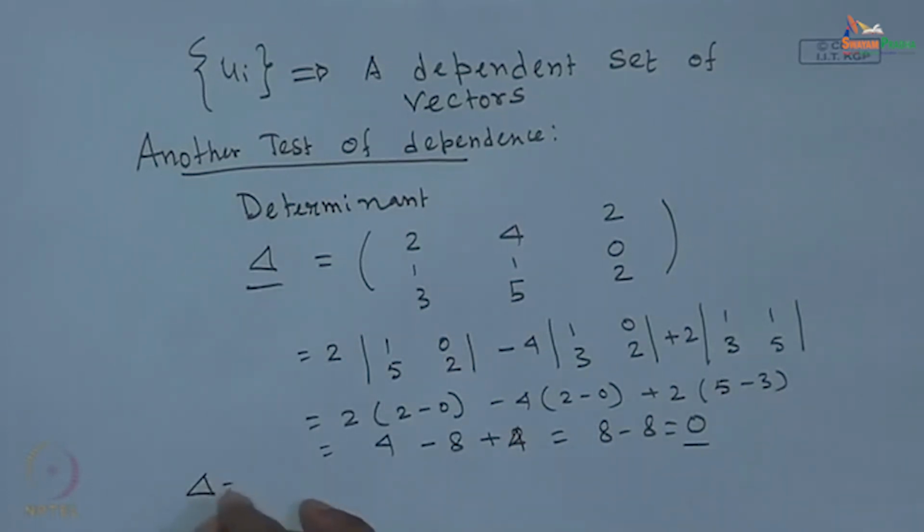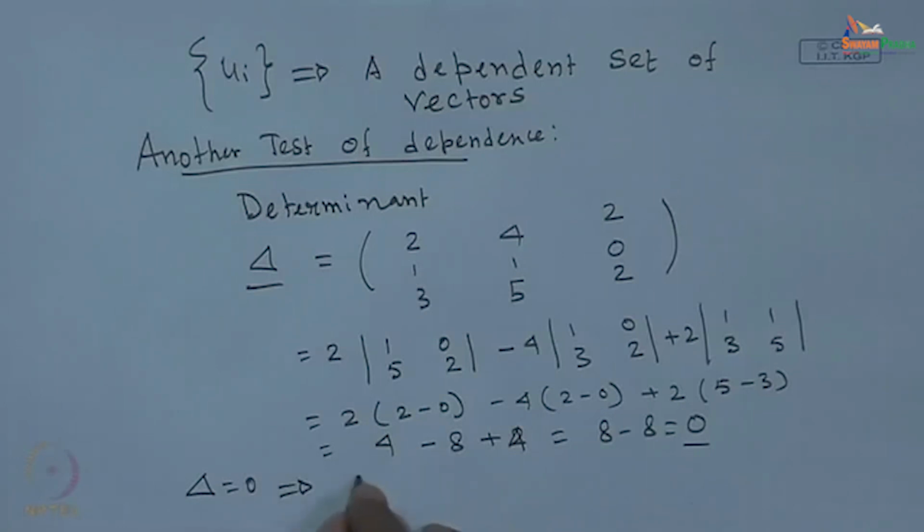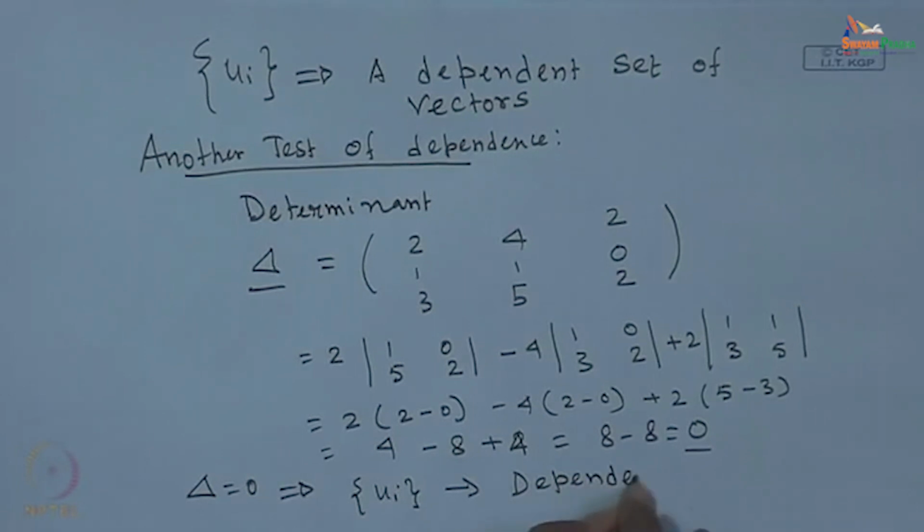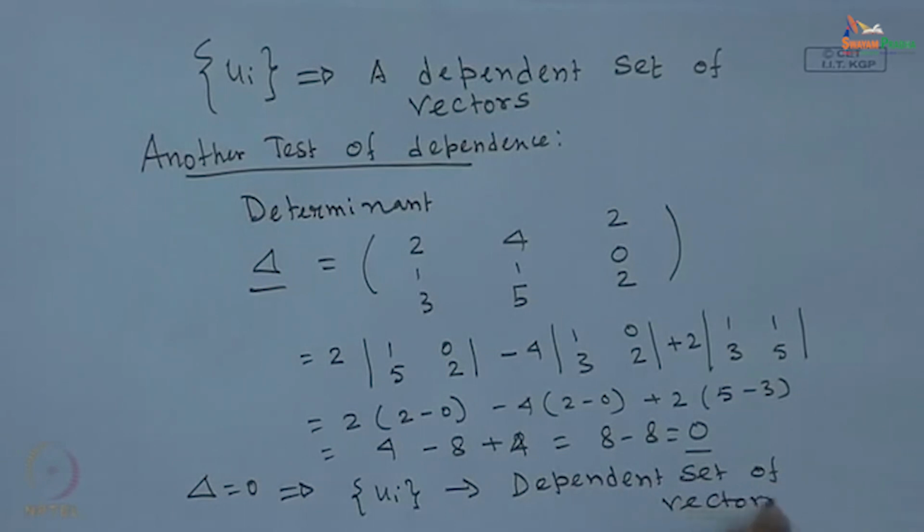If the determinant is equal to 0, then there will be an infinite number of solutions in the set of equations involving the coefficients C1, C2 and C3. So, this indicates that the vectors we are talking about constitute a dependent set of vectors. That is a quick way of determining whether the vectors are dependent or independent.